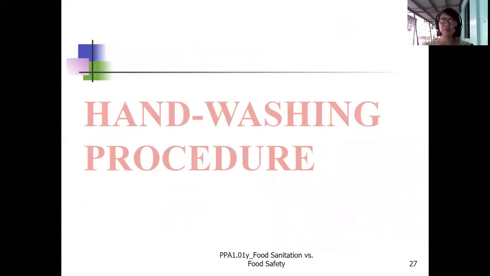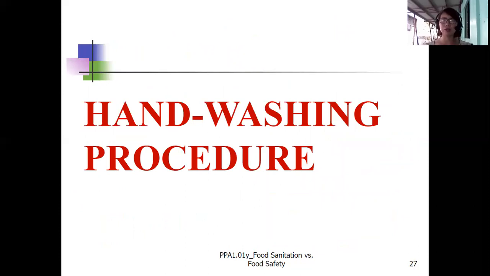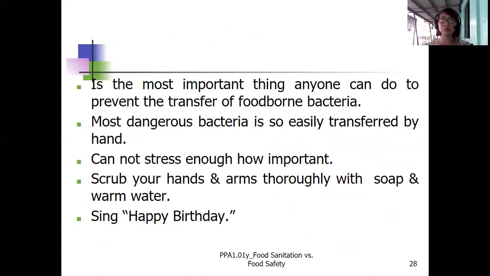So, the hand washing procedure. It keeps coming back, but again and again, because of the pandemic nowadays, we need to understand the importance of hand washing even more. Hand washing is the most important thing anyone can do to prevent the transfer of foodborne bacteria. We included it in our pre-test: what is the first thing to do during food preparation? Hand washing. The most dangerous bacteria are easily transferred by hand because we touch any surfaces that may carry bacteria.